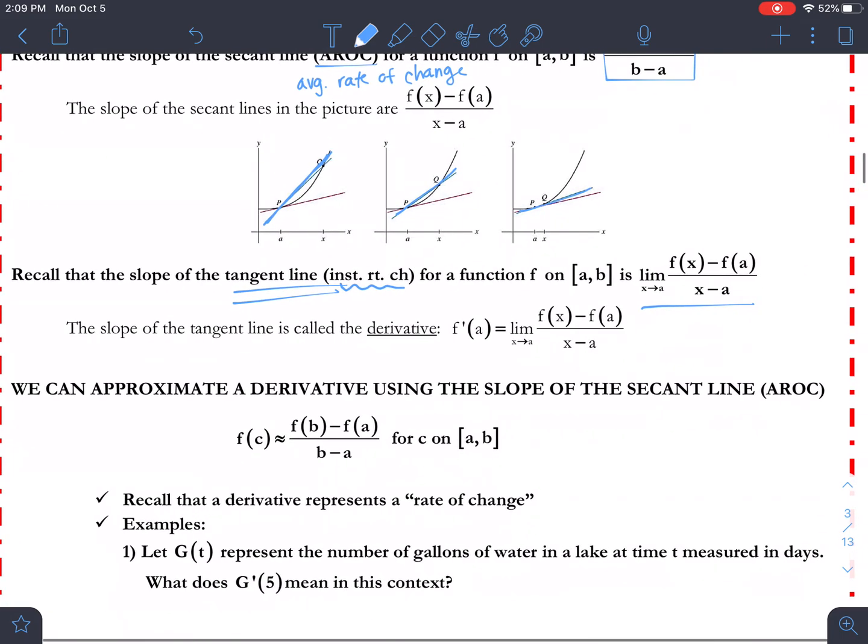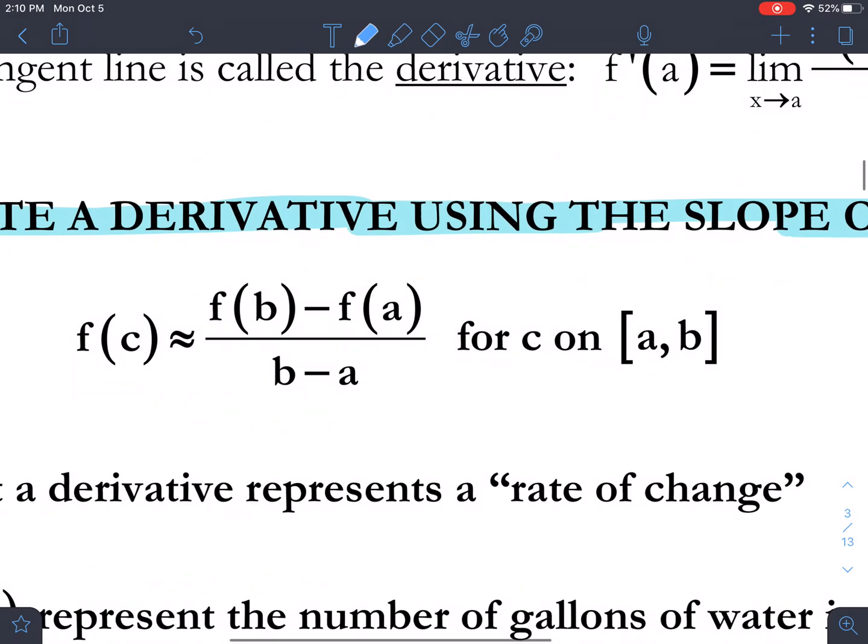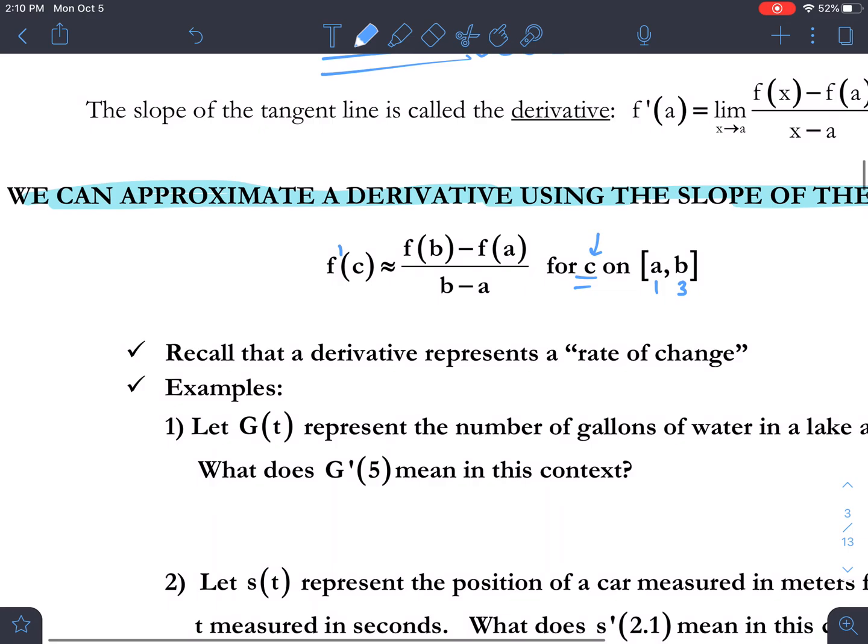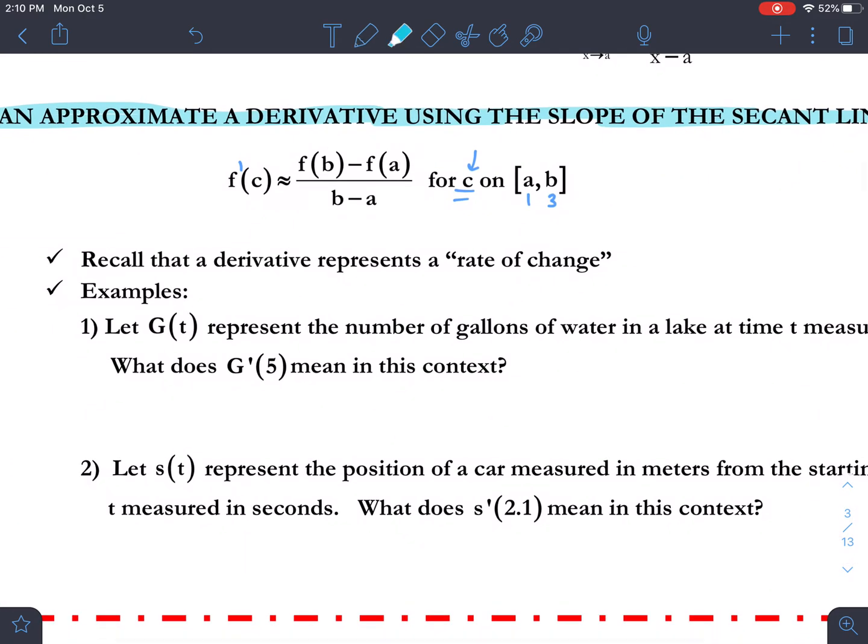So we can approximate a derivative, really important. We can approximate a derivative by using the slope of the secant line, aka average rate of change. Okay, this should say f prime of c, really important that you change that. So we can estimate or approximate a derivative at c by using two numbers that are around it. So if this was 1 to 3 and c was 2, some number in between, we can use average rate of change to approximate our derivative. Okay, don't forget that derivative just means rate of change. Really, really important one that's going to come up a lot.